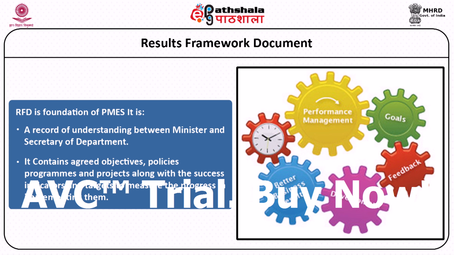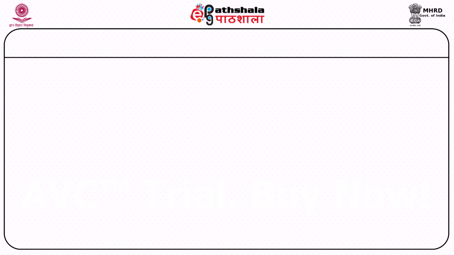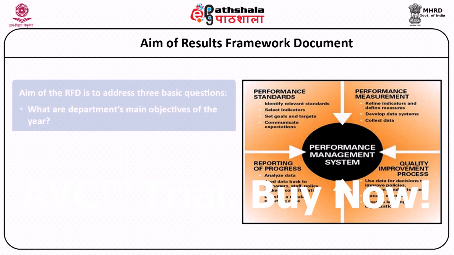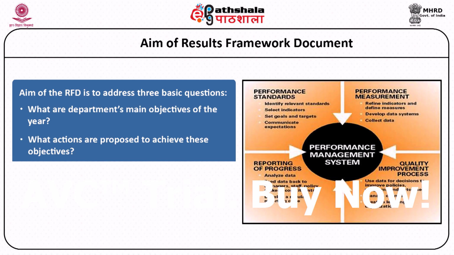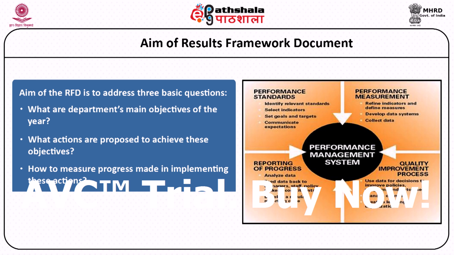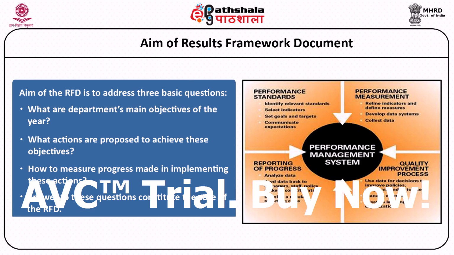Aim of Result Framework Document. The aim of Result Framework Document is to identify the objectives of a particular department in a year. The second aim is to propose the actions through which these objectives can be achieved. And the third one is how to measure the performance against the objectives. Answer to these three main questions is the core of the Result Framework Document.